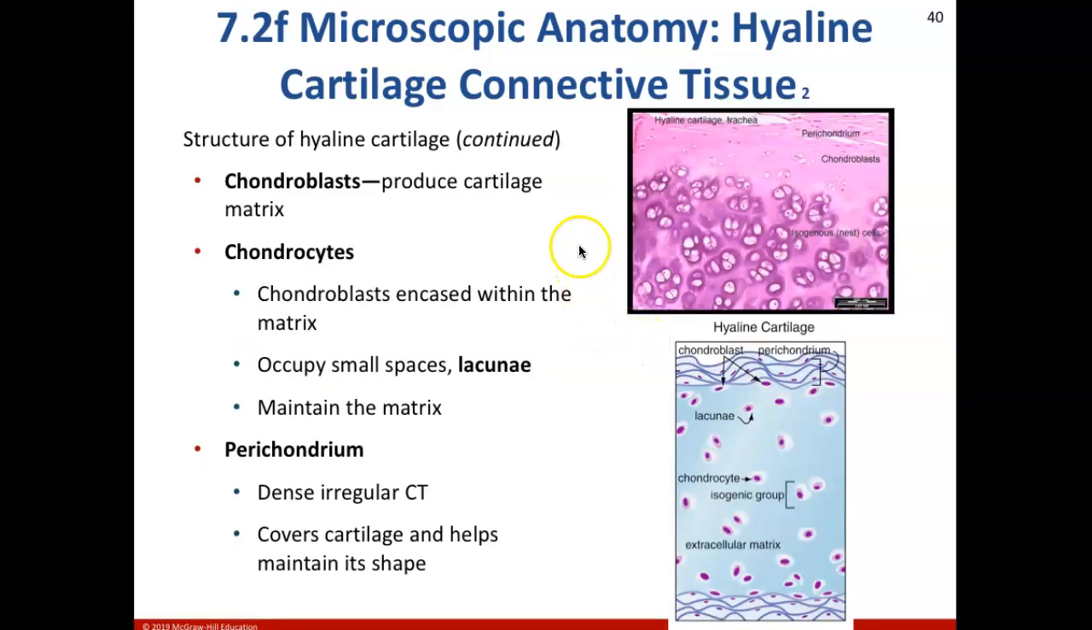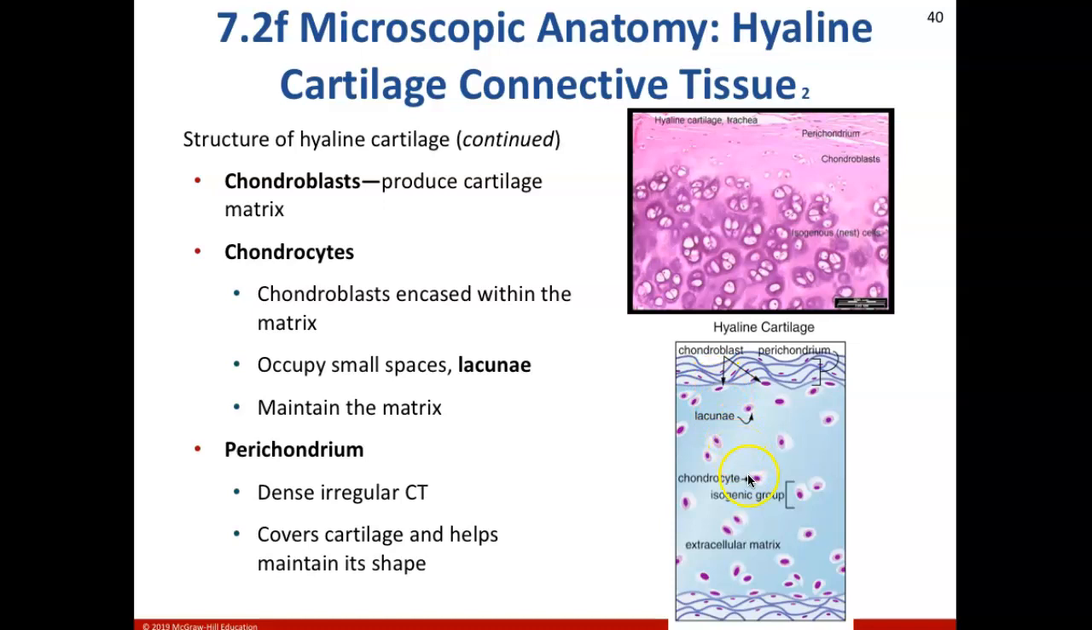Just like our bone cells, we are going to have a chondroblast, blast meaning building, that produces cartilage matrix. And you could see here in this illustration of hyaline cartilage, our chondroblast here is lined up near the perichondrium, which is similar to a periosteum, and our chondroblast is going to build that cartilage.